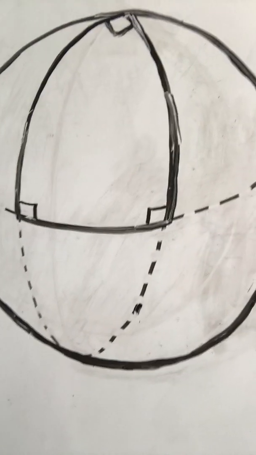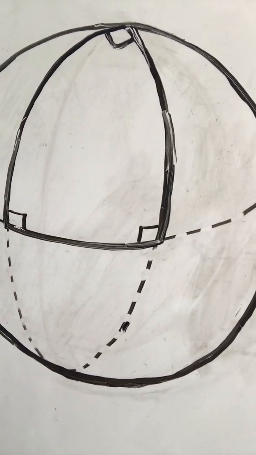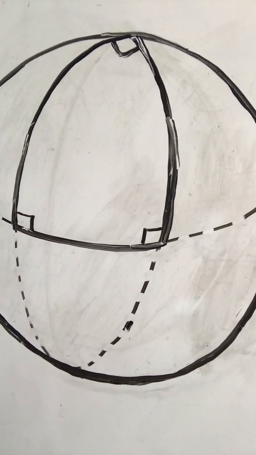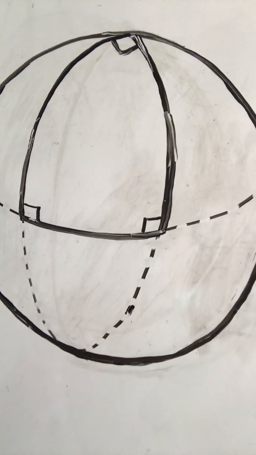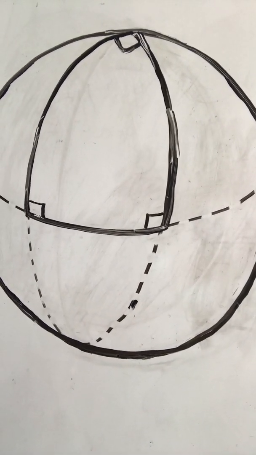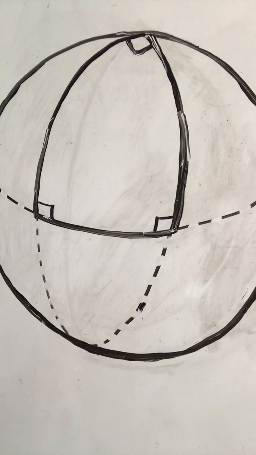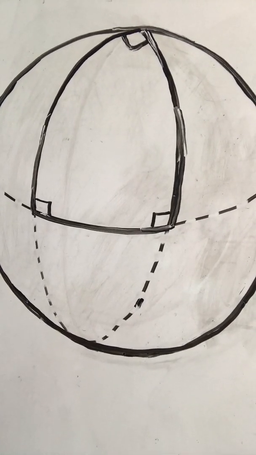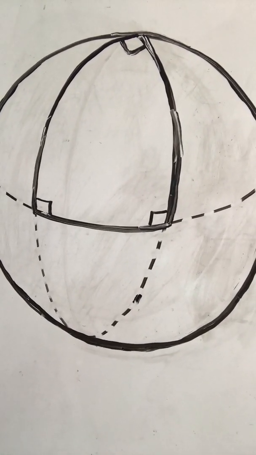As you could see from the picture, we have three angles that are all 90-degree angles. That's very weird. You're not used to that. If you add up the three angles, you get 270 degrees.